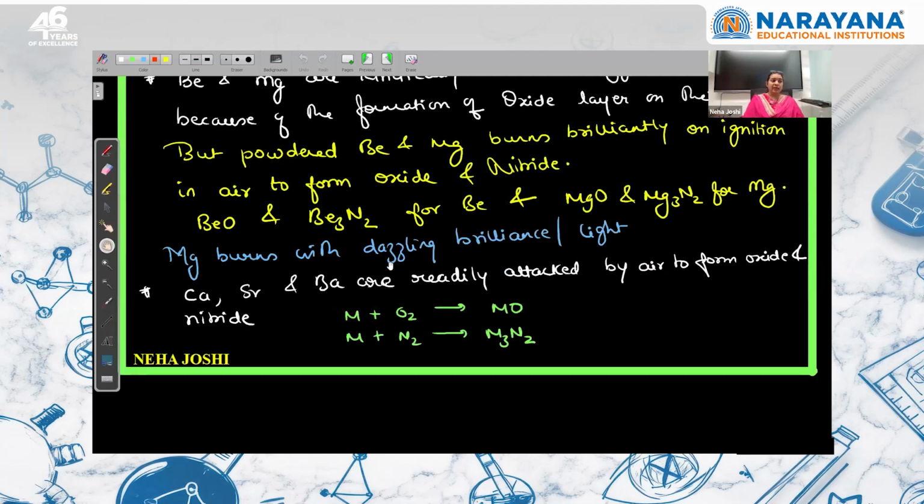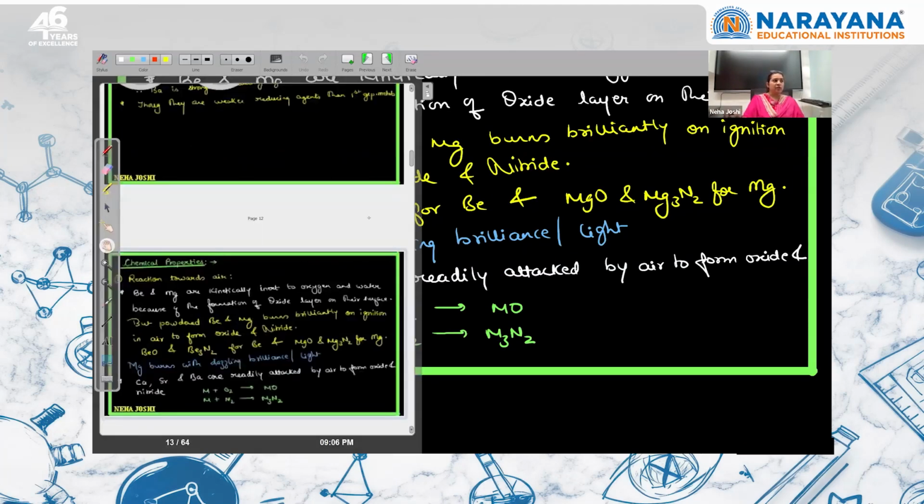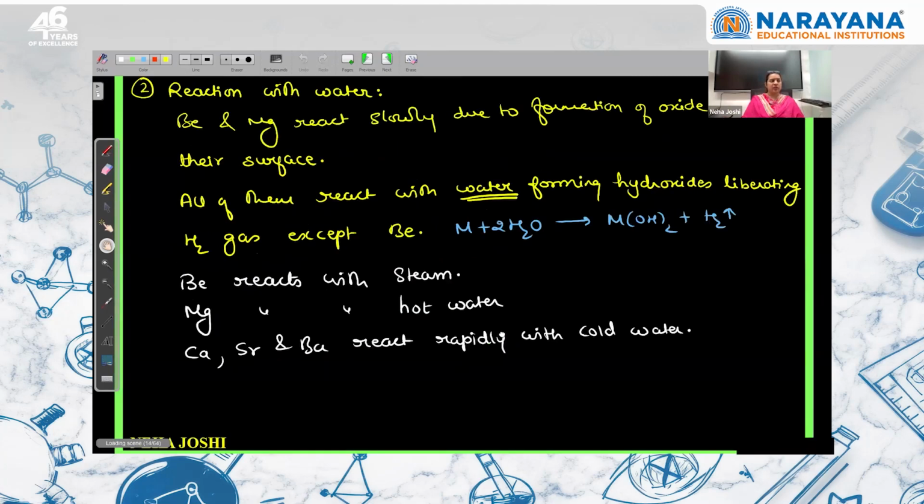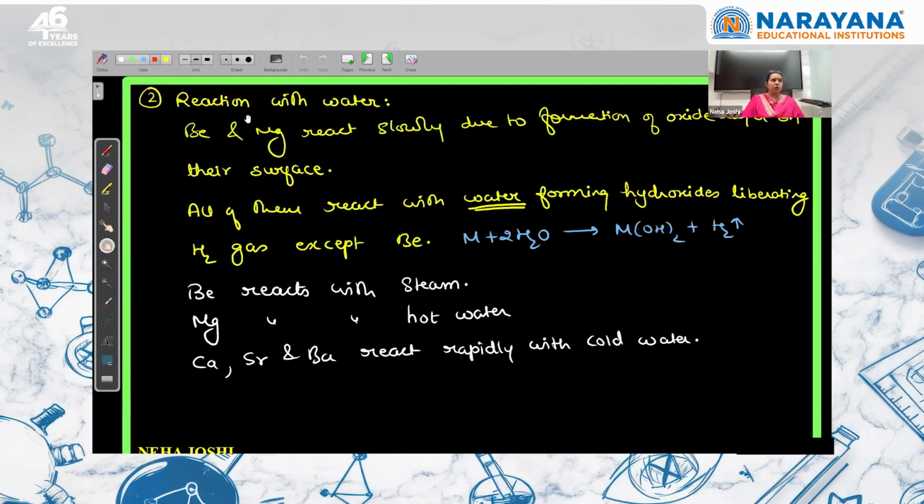This blue-white line is very important. Magnesium burns with dazzling brilliance. It burns very beautifully in air, releasing light, forming MgO and Mg3N2 both. Calcium, strontium, and barium are attacked readily by air, forming oxide and nitride. Okay? Let us go to reaction with water.